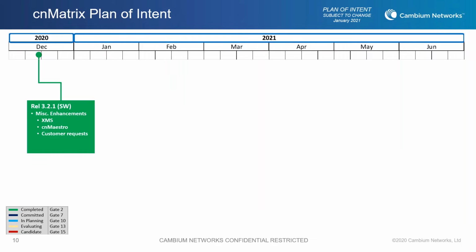Okay, where are we on the schedule of things? So today, here we are, we just released 3.2.1. It's a software-only release, some miscellaneous enhancements, addressed a couple customer issues, and this software has been shipping for a little over 2 years now. And that's where we are today.